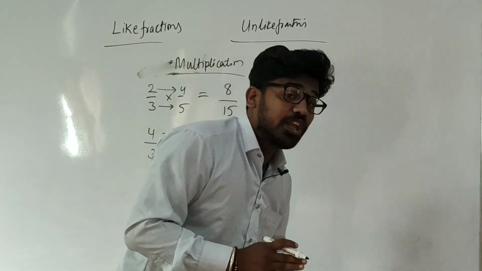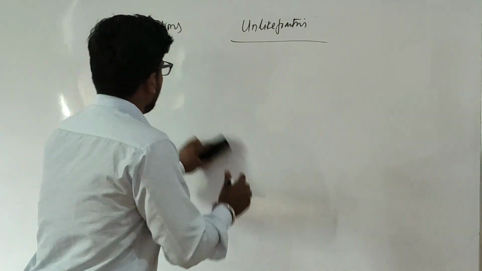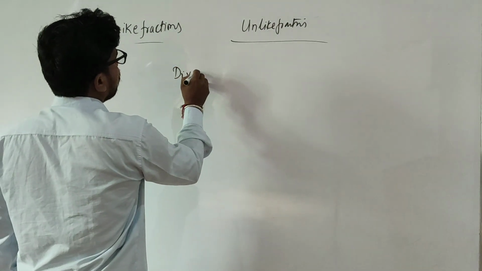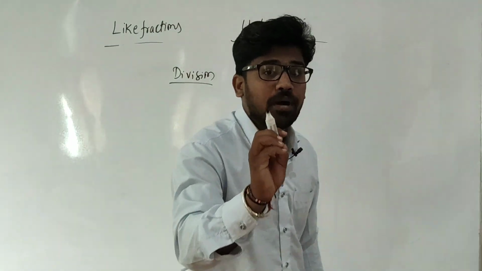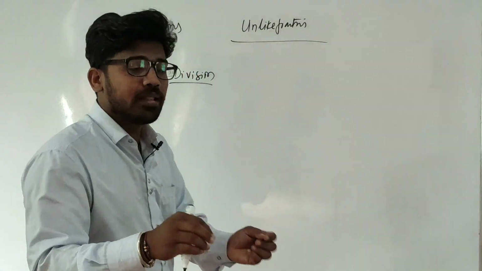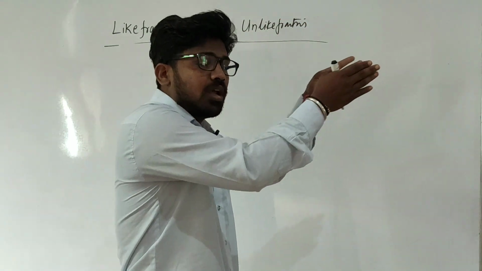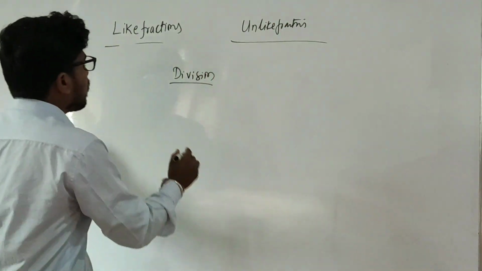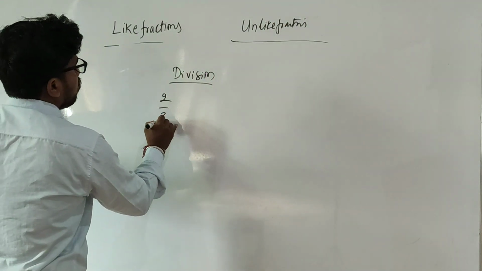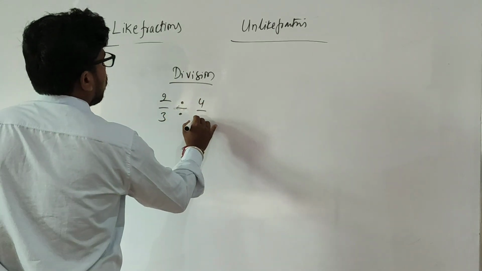Whereas division is also easy. Here we multiply the denominator of the other fraction into the numerator of the first fraction, and the denominator of the first fraction into the numerator of the other fraction. I will just show you the example. 2/3 divided by 4/7.